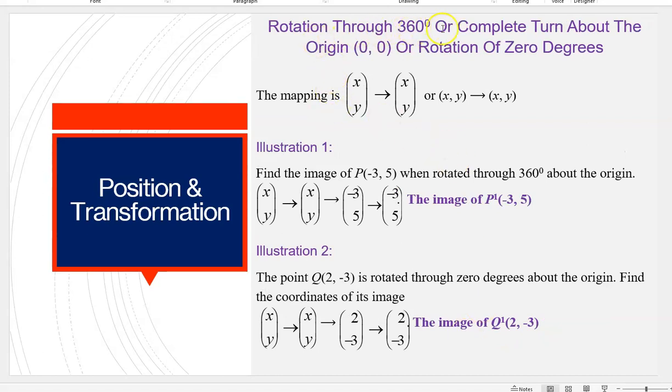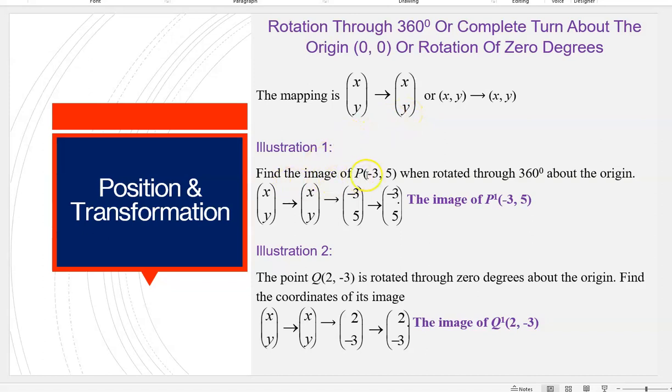Rotation through 360 degrees or complete turn about the origin, or rotation of 0 degrees. Either of them is the same. The mapping is (x, y) maps to (x, y). The x and y coordinates are maintained, or they remain unchanged.